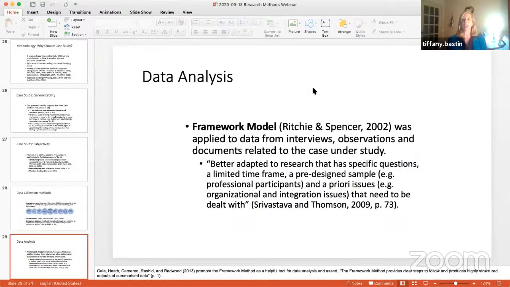So the framework that I used to do my data analysis was developed by Richie and Spencer. And all of the information I gathered from the interviews, observations, and documents were put through this process. And again, Srivastava and Thompson talk about why the framework model actually fit my research. And you can see the quote there. Specific questions, limited time frame, all fit with the way that I was doing my research and the fact that I was focusing on a small case during a particular time in the system.